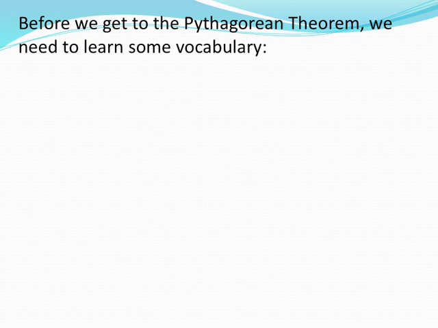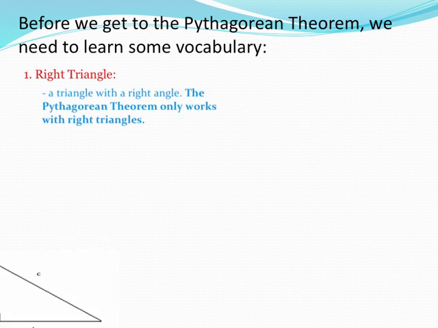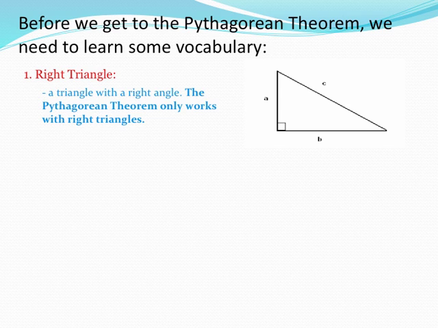So before we get down to the real Pythagorean theorem, we need to learn a little bit of vocabulary. First, a right triangle. It's just a triangle that has a right angle in it. It's important to remember that the Pythagorean theorem only works with right triangles. So there has to be a right angle. A triangle can only have one right angle in it. So by definition, we're dealing with triangles with a single right angle.